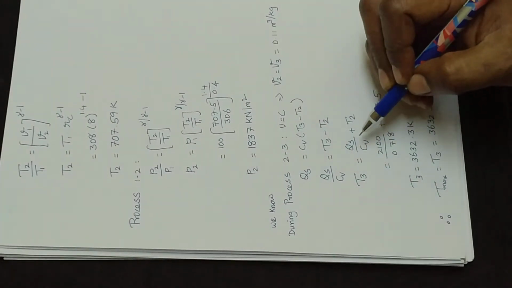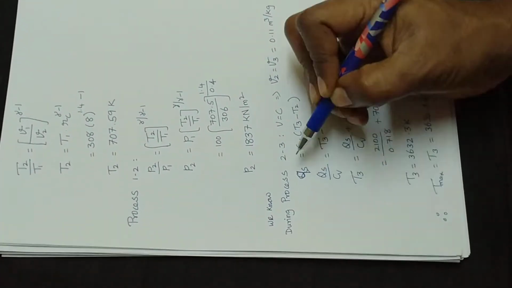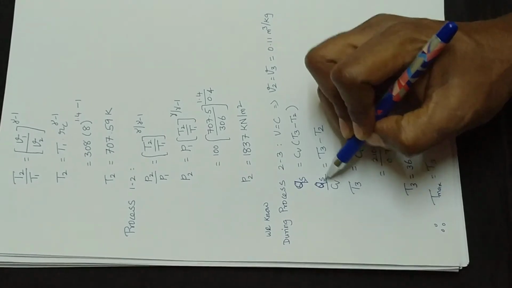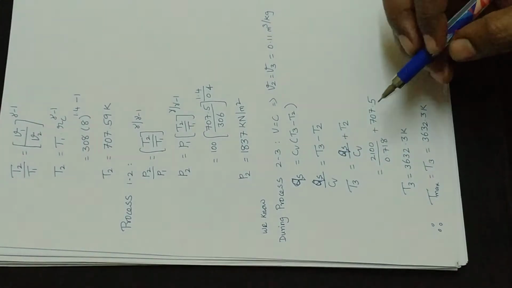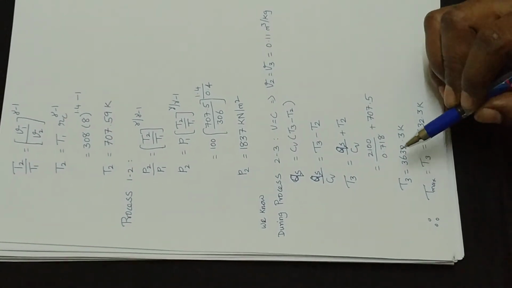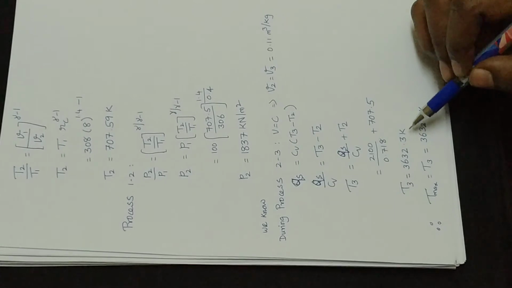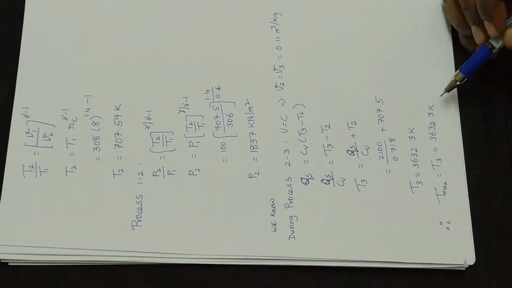And this Qs we have to take as a small qs because it is a specific heat supplied. It is given as kilojoules per kilogram, so we are going to use the symbol small qs. So finally we got T3 is equal to 3632.3 Kelvin, and this is nothing but the maximum temperature during the cycle.